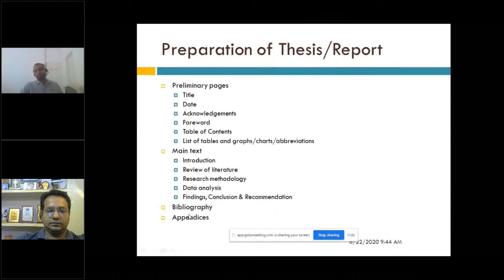Bibliography is the complete list of resources which we refer to directly or indirectly to complete our research effort. And in the case of appendices, we can have large tables which we are not interested in showing in the main content, or a questionnaire or some other relevant material which we referred to in completing our report.